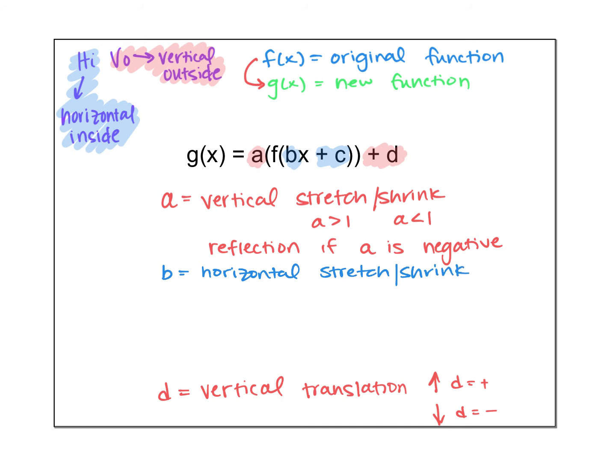Opposite of what we would expect, if this b value is less than 1, it's going to be a stretch. If this b value is greater than 1, it's going to be a shrink. The reflection that happens horizontally will also show up in b if b is a negative value. Lastly, we have this value c, which represents a horizontal translation.